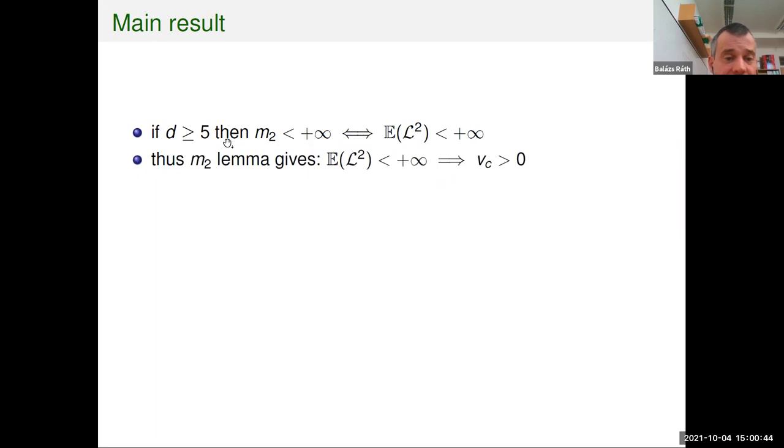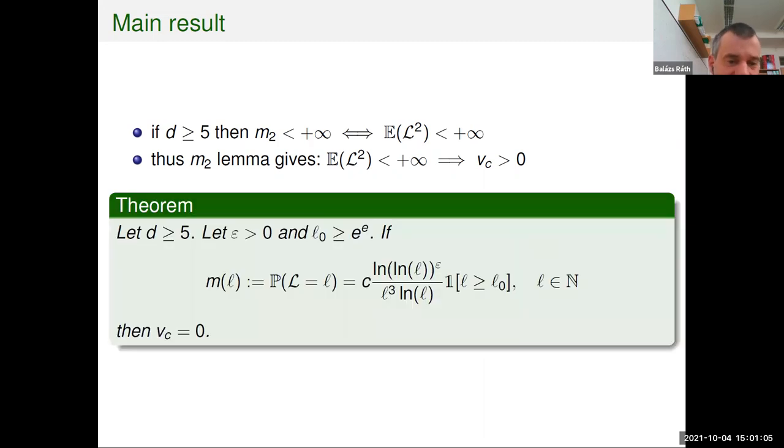And then, of course, our second moment lemma gives the following result. If you choose the distribution of the length of the worms so that its second moment is finite, then you have non-triviality of phase transition. And now our main result is in some sense a converse to this. So here is our main result.